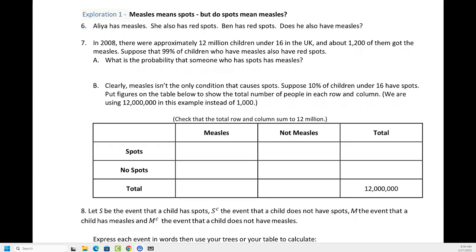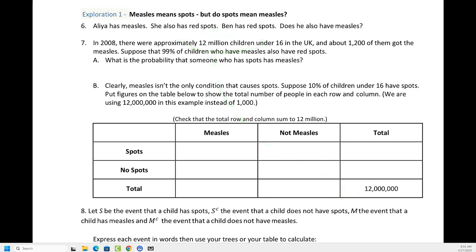It says, in 2008, there were approximately 12 million children under 16 in the UK, and about 1,200 of them got the measles. Suppose 99% of the children who have measles also have red spots. Okay, so then it says, what's the probability someone who has spots has measles? Well, let's take a look at the information that they've given us. First, did you notice that they have 12 million children, and that's the total here in our 2A table. So it's not going to be a 1,000 2A table. It's going to be a 12 million 2A table. But it's good. It's a nice big sample.